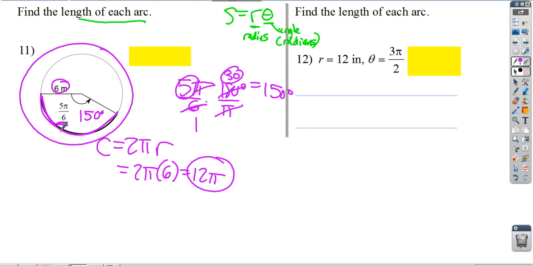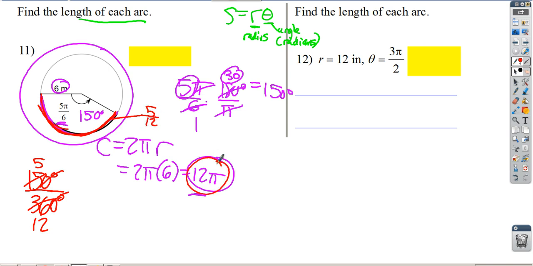So if I asked you what would be the arc length for 180 degrees, 180 is halfway around the circle, so it would be half of 12 pi. Okay, we're not going 180 degrees, we're going 150 degrees. So the question is, what fraction of the circle is that? What fraction is 150 over 360? We'll simplify this. 3 goes into that 5 times, and it goes into that 12 times. So this right here represents 5/12 of the circle.